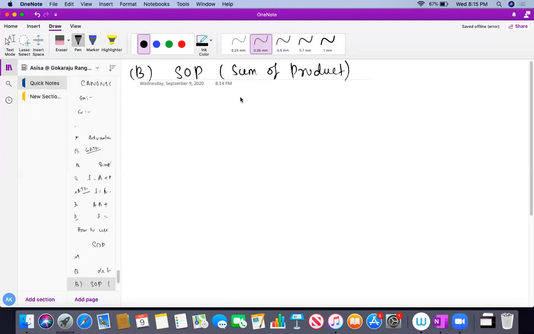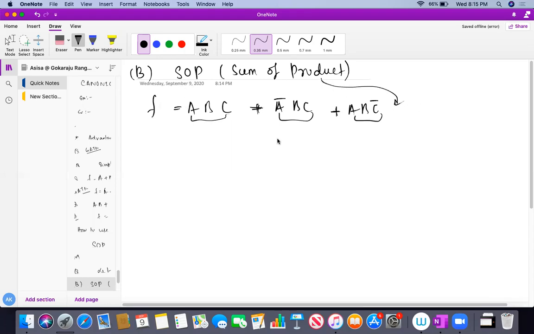What is sum of product? I'll give one small example. A, B, C, A bar, B, C, or A, B, C bar. These are all min terms. And finally they are summed up to get a function f. That's why function f is in the form of sum of product. All these min terms summed up to get the sum of product function.